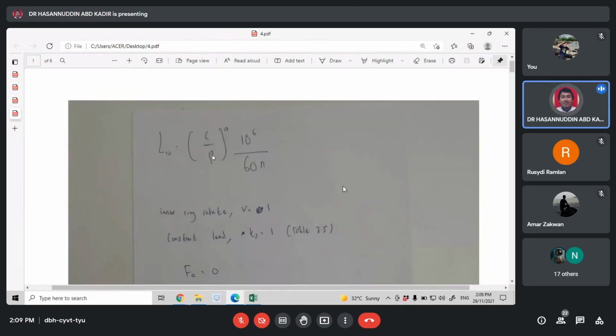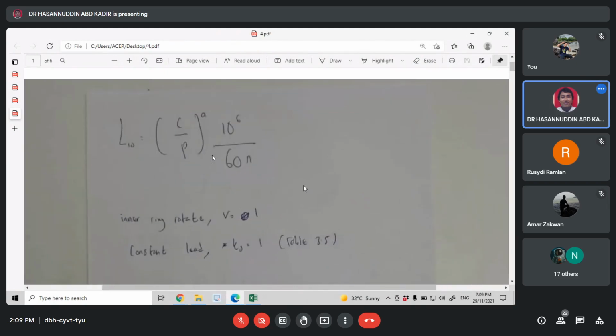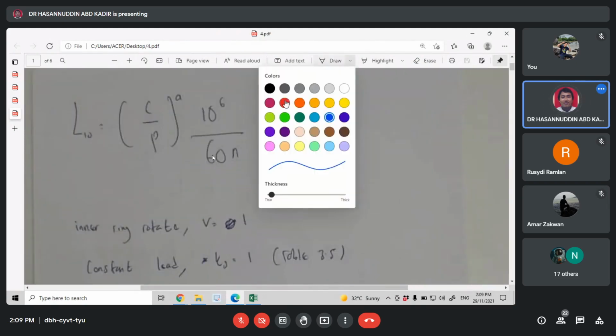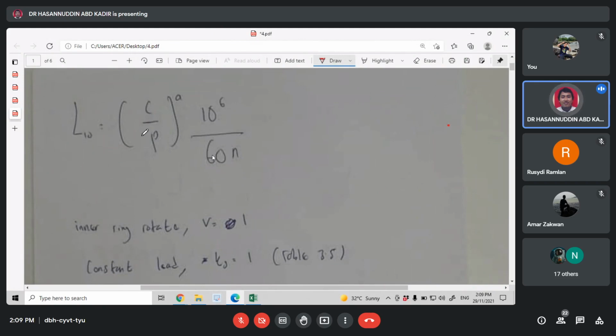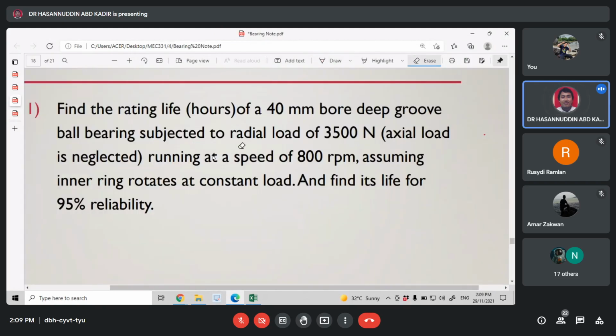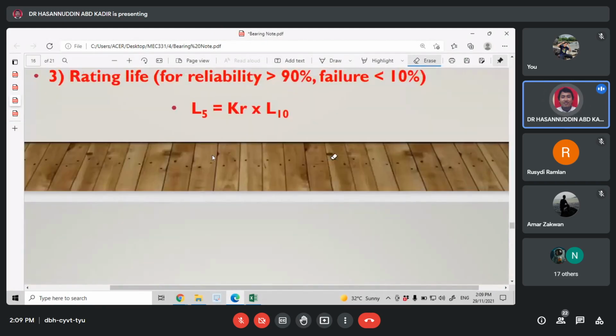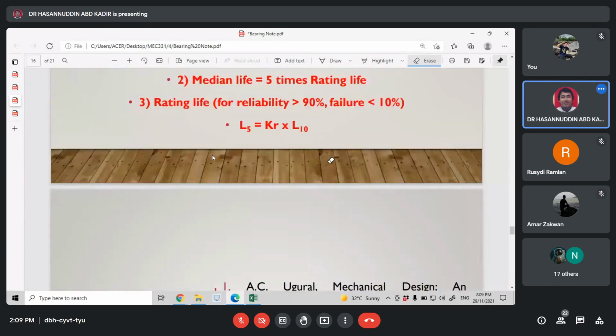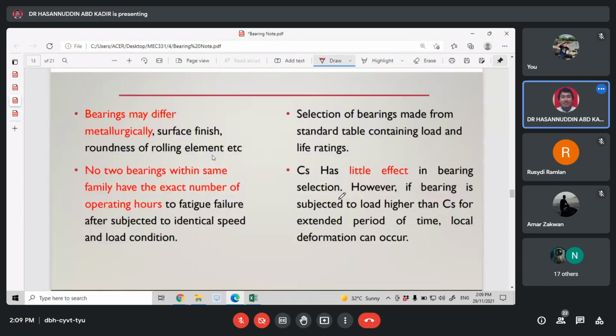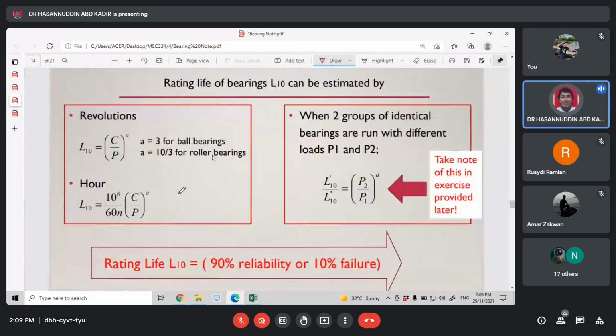Okay, we start. Because they ask you to find the rating life in terms of hours, we look at the formula in terms of hours. Don't forget about this one, they have the A here. That means the ball bearing and also the roller bearing. So in our condition, we apply it as the ball bearing.